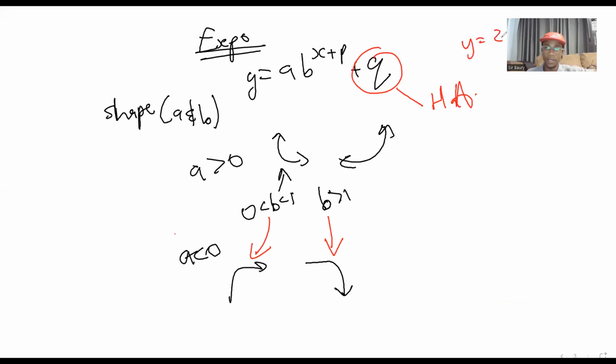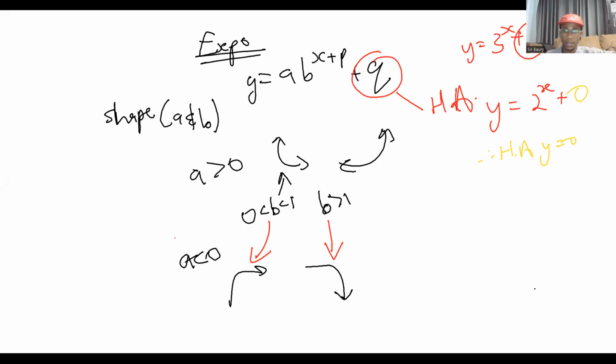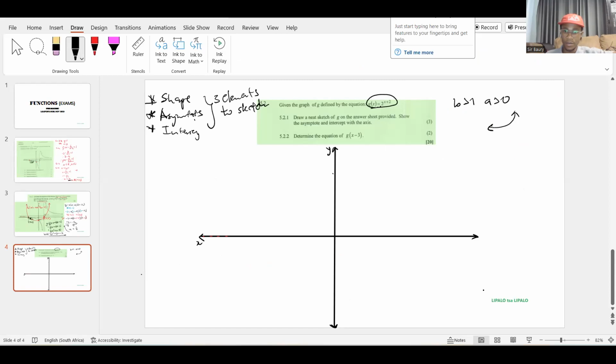So if I have y equals 3 exponent x plus 4, my asymptote is 4. But if I have y equal to 2 exponent x, I don't have anything. It means that there's something invisible there, something invisible equal to 0. So therefore, my horizontal asymptote is y equals 0. Getting back to this question, I have the asymptote now. Y is equal to 0. That is my asymptote.